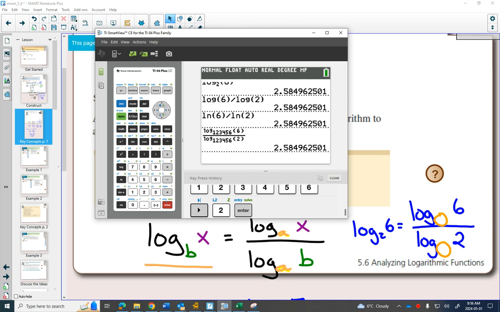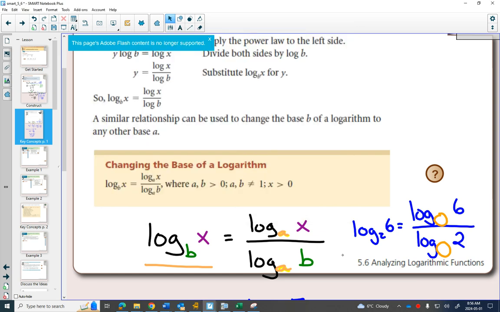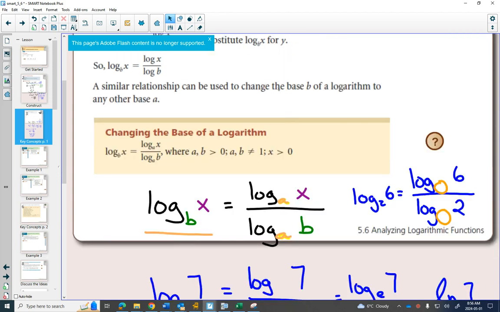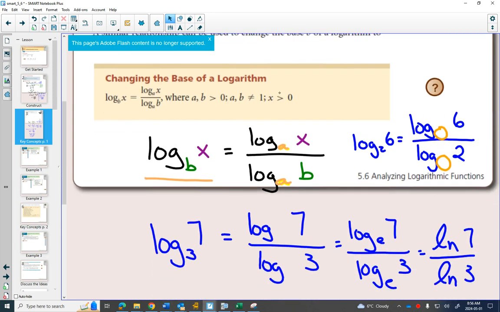Now, why would you ever want to change it to 123456? Then you really have to write a lot of extra numbers. But this is the idea of the change of base theorem. So sometimes you'll see multiple choice questions. A couple of examples here. They would say, multiple choice, log base 3 of 7 is equal to what? And they might have this as an option. It's equal to log 7 over log 3. It's equal to log base e of 7 over log base e of 3, which is the same as natural log of 7 over natural log of 3.